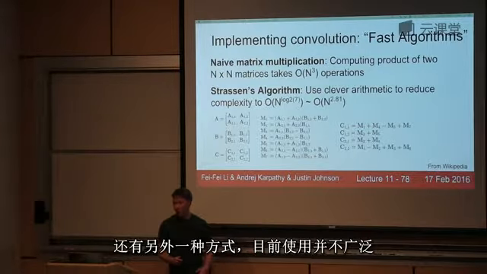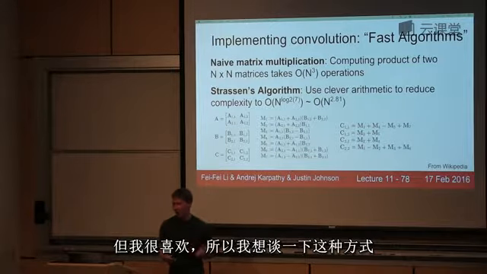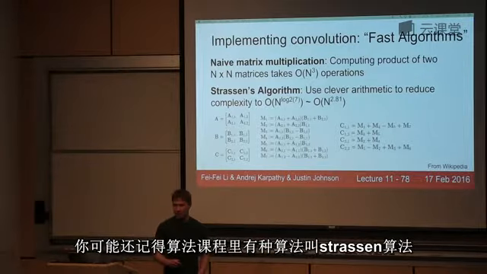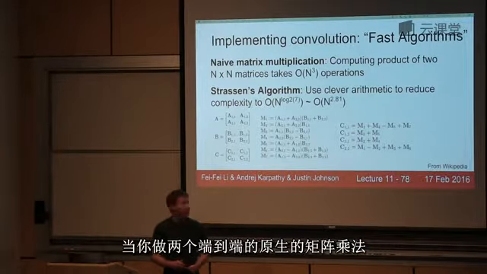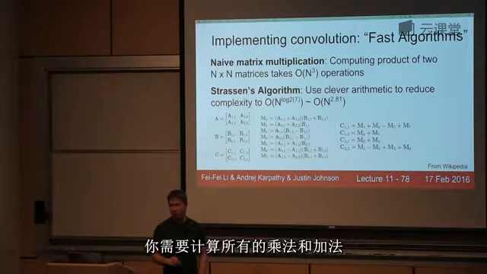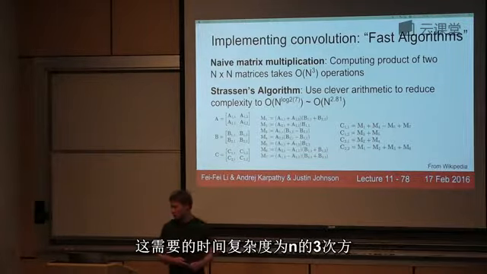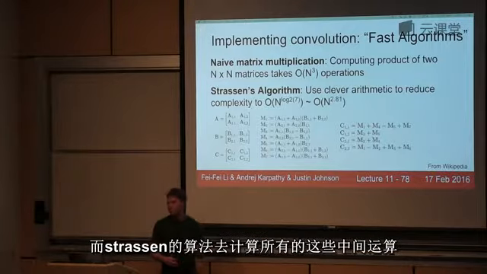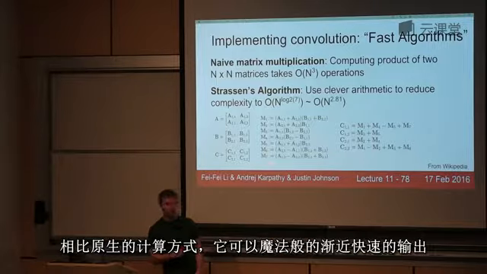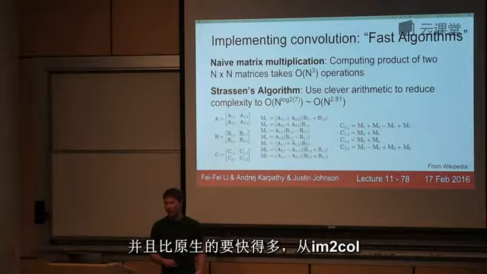So there's another trick that has not really become too widely known yet, but I really like it, so I wanted to talk about it. You may remember from an algorithms class something called Strassen's algorithm. When you do a naive matrix multiplication of two n by n matrices, if you count up all the multiplications and additions, it's going to take n cubed operations. Strassen's algorithm is this really crazy thing where you compute all these crazy intermediates and it somehow magically works out to compute the output asymptotically faster than the naive method.